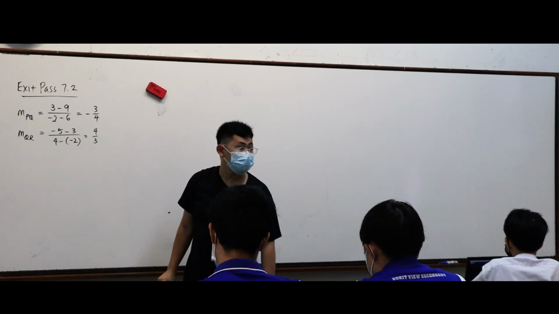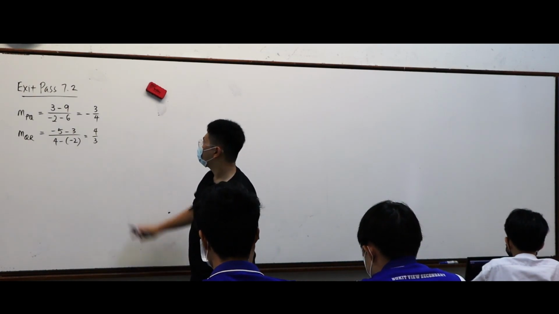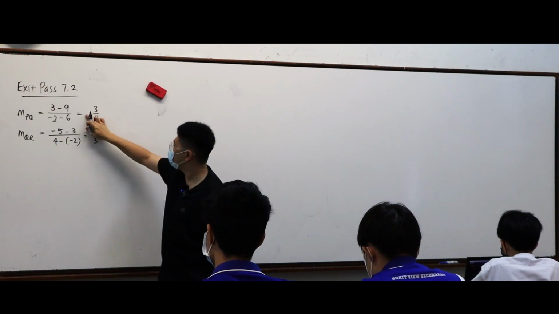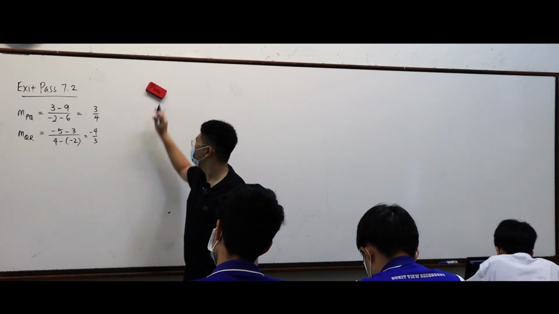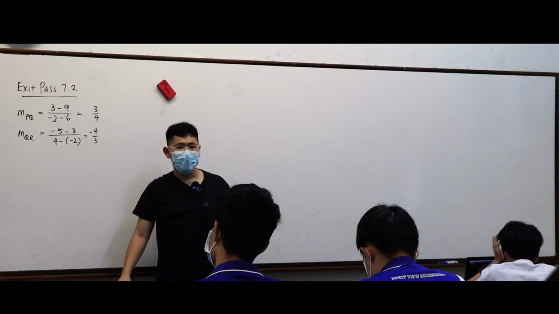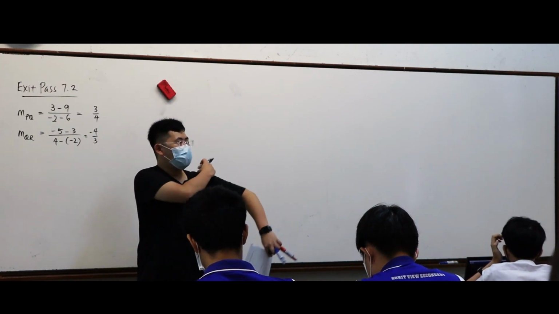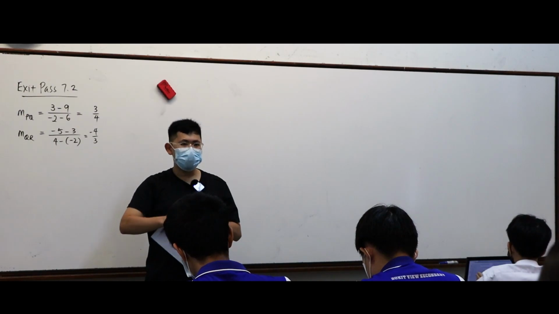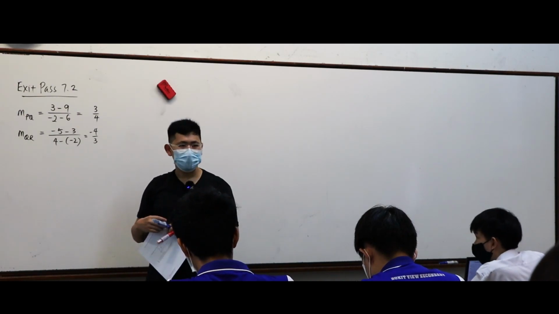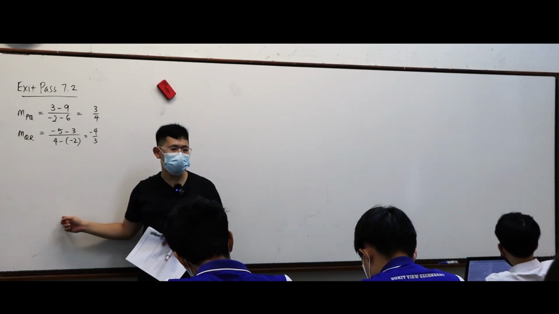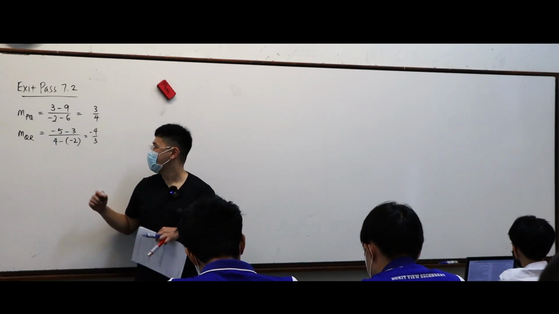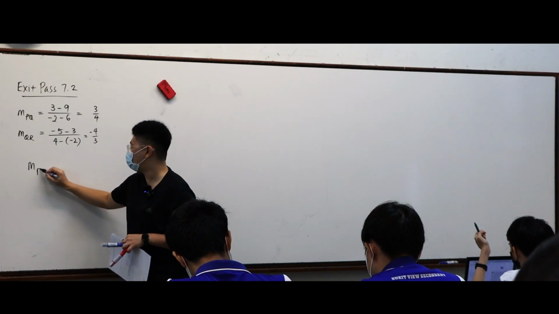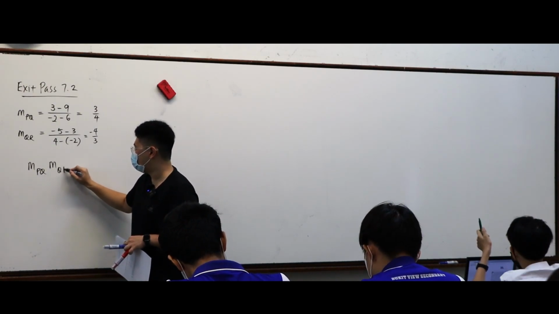Which one? Positive? Okay, positive. This one is 4/3. Okay? So what we're going to do is to show perpendicular, right? Because the conclusion is perpendicular, we need to multiply them and test and see whether it is -1. So let's test the gradient of PQ and the gradient of QR.